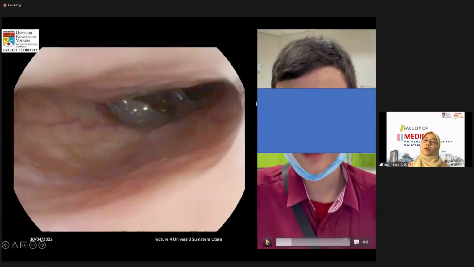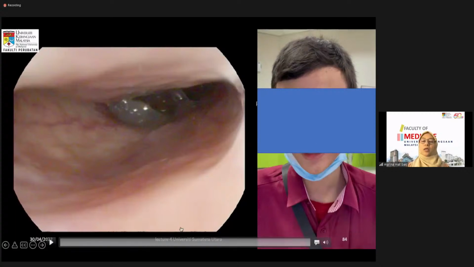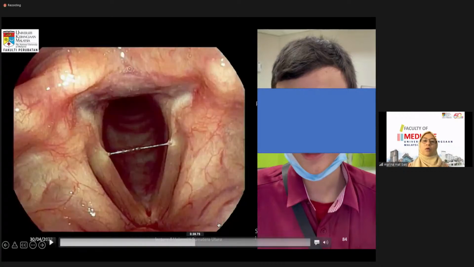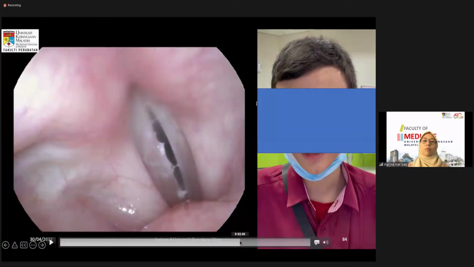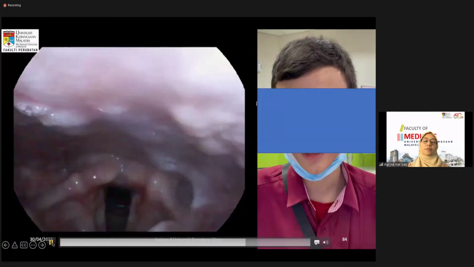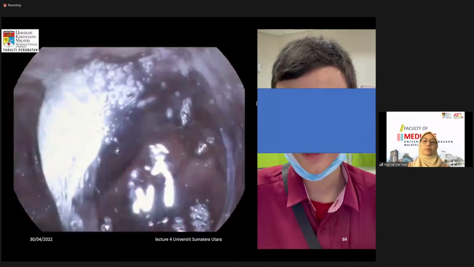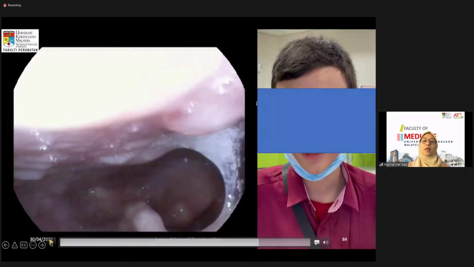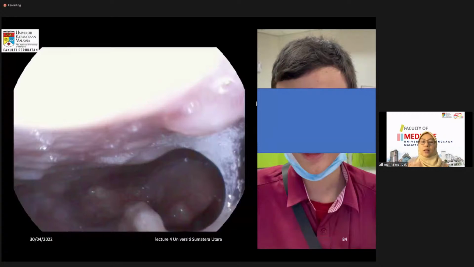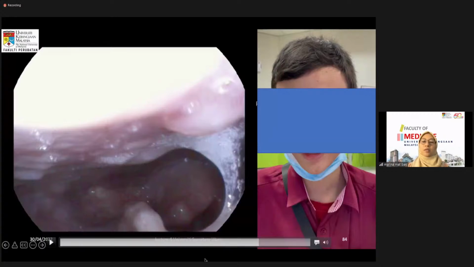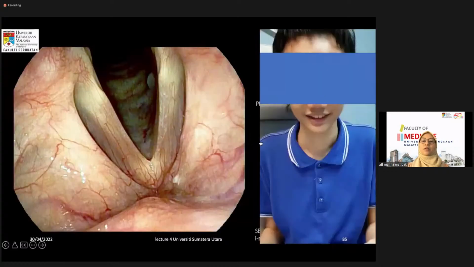If you don't look at him, you may think that it's a female, but actually he's a boy. And when you examine the larynx, there's nothing wrong. Everything is good, mobile, okay? Mucosal wave is good. Okay, and then this is a diagnosis of puberphonia, another type of functional voice disorder. And after voice therapy, this is his voice.